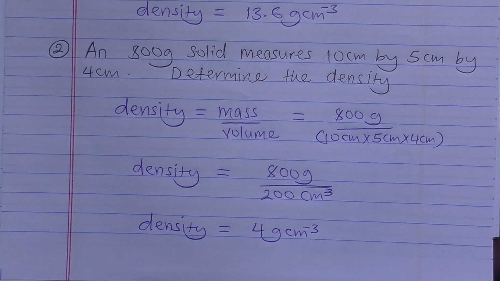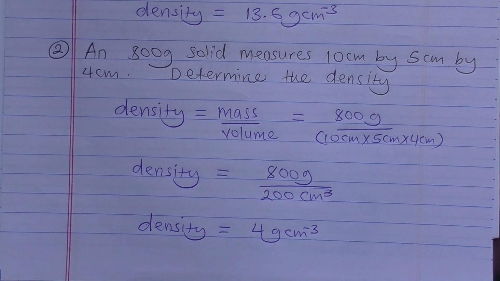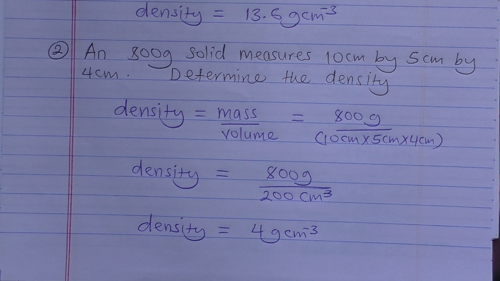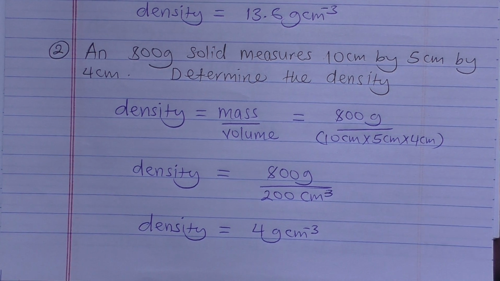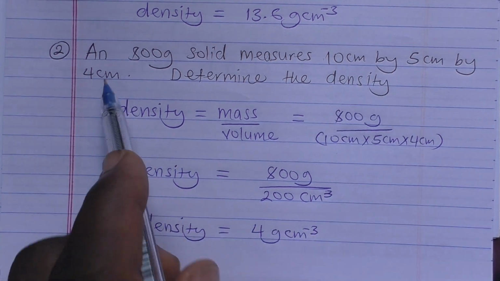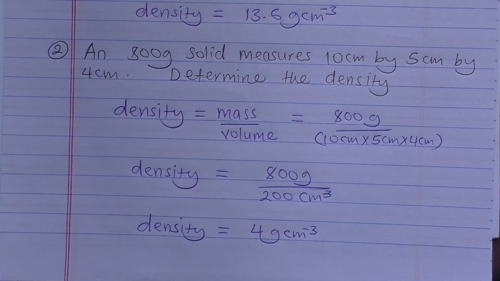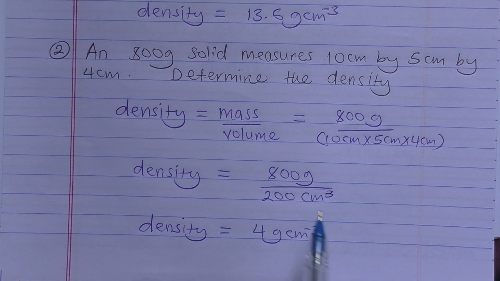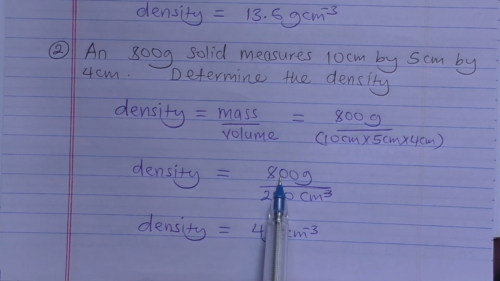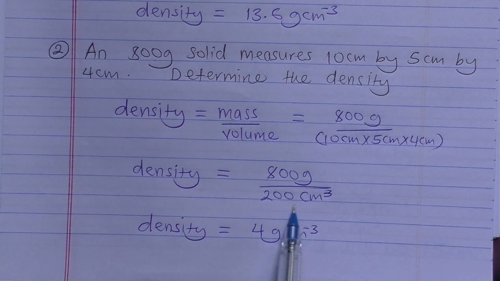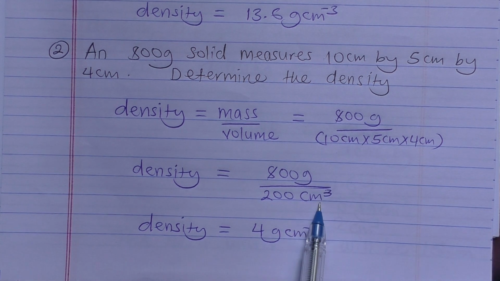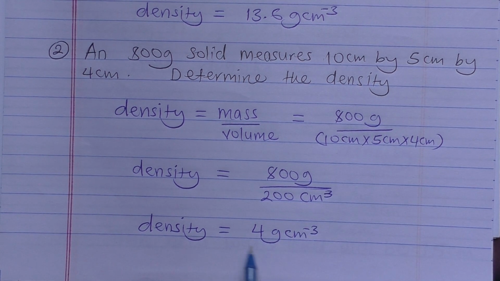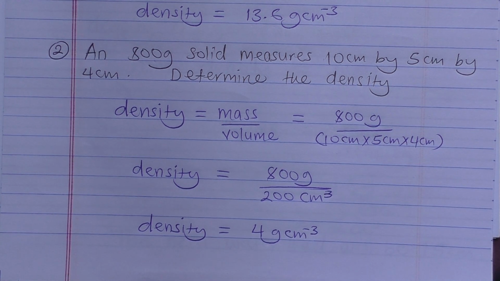We know that the volume is given by length times width times height. So we shall not need to identify which one is length, which one is height, which one is width, but we shall just multiply the 3 dimensions of the solid to get the volume. And after, we shall get the mass, which is 800 grams, over the volume, which is 200 cubic centimeters. And that gets us the density of 4 grams per cubic centimeter as our density of the solid.